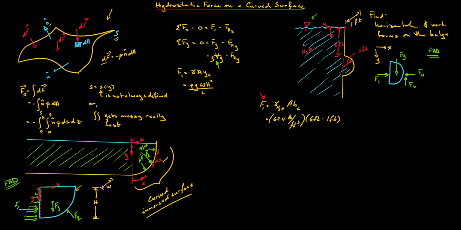Okay, and now the location of the centroid with respect to y is equal to 0. So y is equal to 0 is at the surface, so the centroid is located here, which would be 6 plus 3 feet. So this force here is equal to 3,370 pounds.